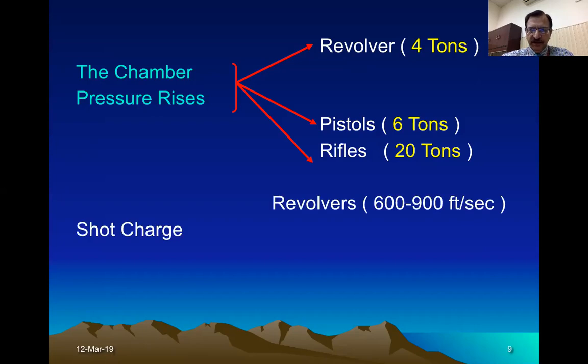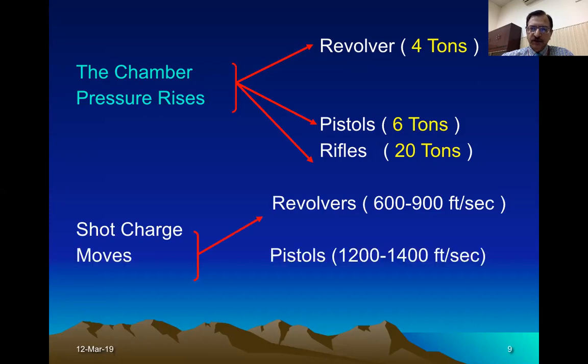And this will produce the velocity, the movement for the charge. So it can be seen that revolvers have a bullet speed of 600 to 900 feet per second, pistols 1200 to 1400 feet per second, and rifles, which are the high velocity weapons, have 2000 to 3000 feet per second.